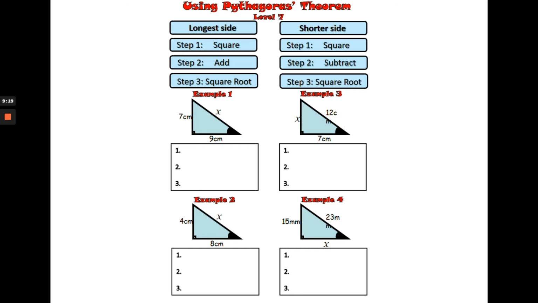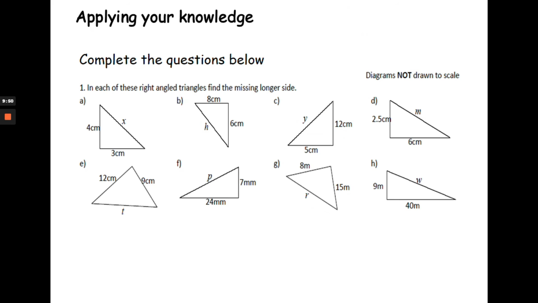Can you try example 1 and example 2? So which is the longest side, so you square, add, and then you square root, and then we'll move on to the shorter side a bit later. So pause the screen and do example 1 and example 2, please. Okay, so if you send those into the Edge Academy, we'll get them marked and back out to you.